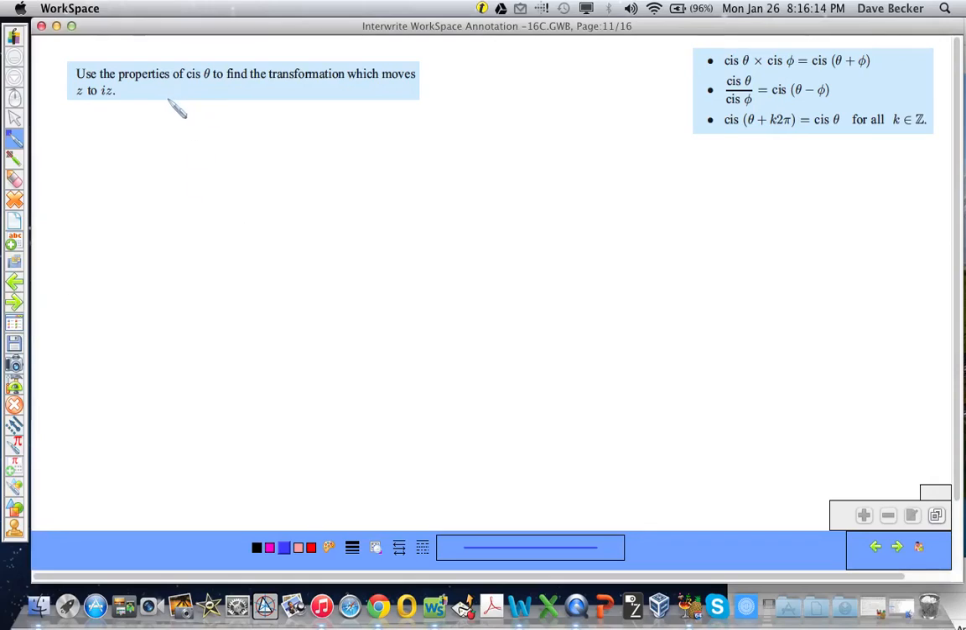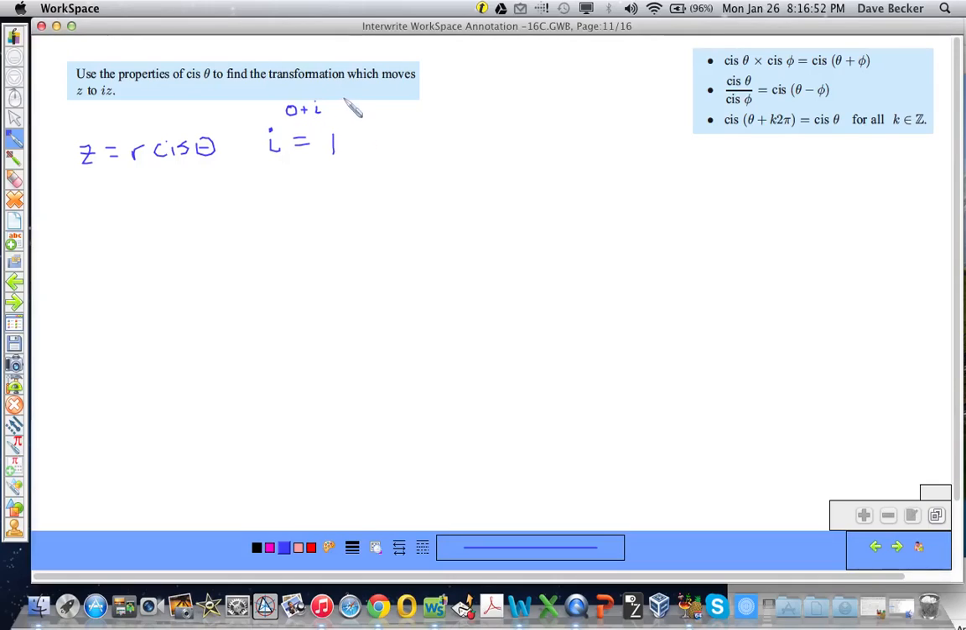All right. So let's use the properties of cis theta to find the transformation which moves z to iz. Z to iz. So let z equal r cis theta. Isn't this nice instead of a plus bi? Then think of i as the complex number 0 plus i, or purely imaginary. So i would have modulus 1.